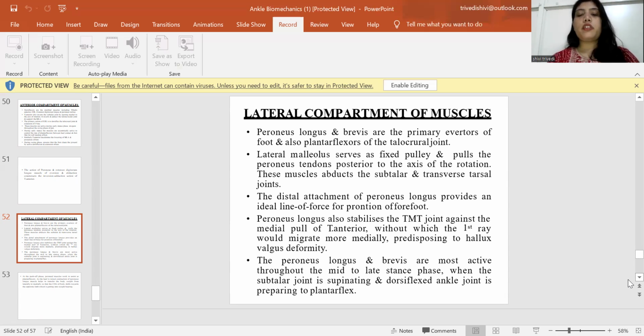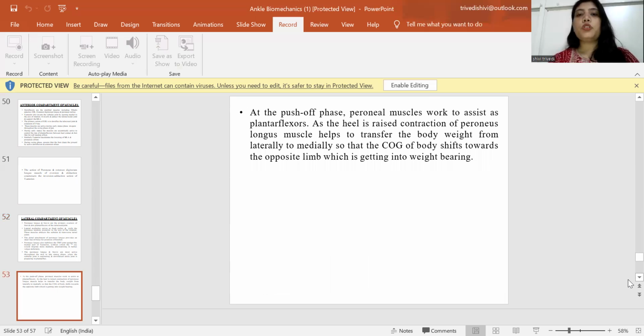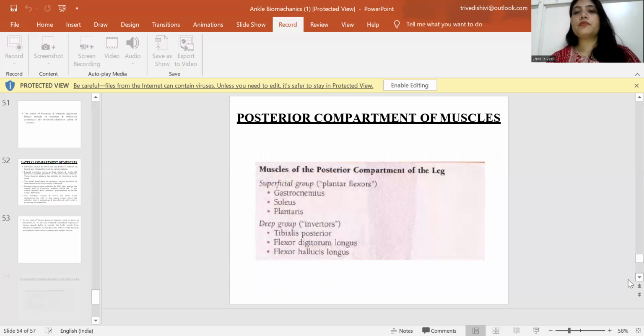The peroneus longus and brevis are most active throughout the mid to late stance phase, when the subtalar joint is supinating, or dorsiflexing, and the ankle joint is preparing to plantar flex. At the push-off phase, the peroneal muscles work to assist the plantar flexors. As the heel is raised, contraction of peroneus longus helps to transfer the body weight from lateral to medial, so that the center of gravity of the body shifts towards the opposite limb, which is getting into weight bearing.